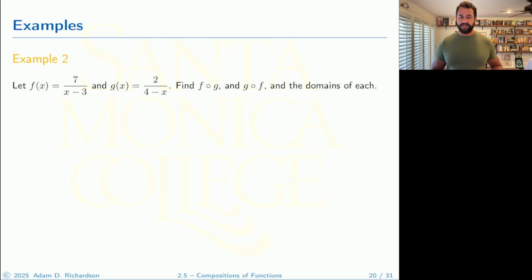Remember when we talked about finding the domains of functions, you can either find all the numbers that work, or you can find the numbers that don't work and cut them out. So we're going to use that technique now. So here's the function f of x, 7 over x minus 3. G of x is 2 over 4 minus x. We're going to find the domains of these and then do at least one of these compositions.